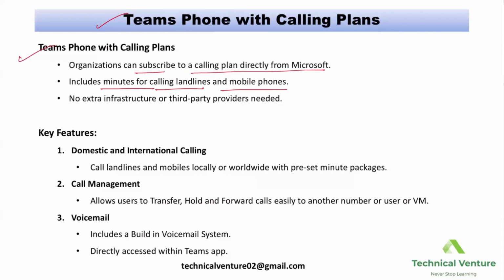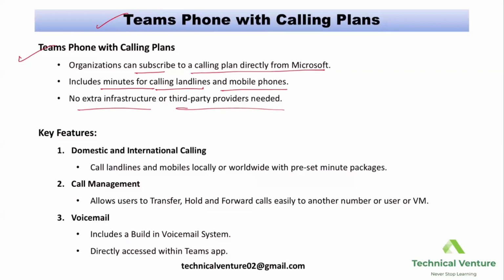Whenever you are purchasing the plan or the license, it shows whether you will have, let's say, 300 minutes for domestic and 300 minutes for international, or 600 minutes for domestic, or maybe 100 minutes for an international calling plan. That includes minutes, right? And you don't need any extra infrastructure or third-party provider, because you are purchasing directly from Microsoft.